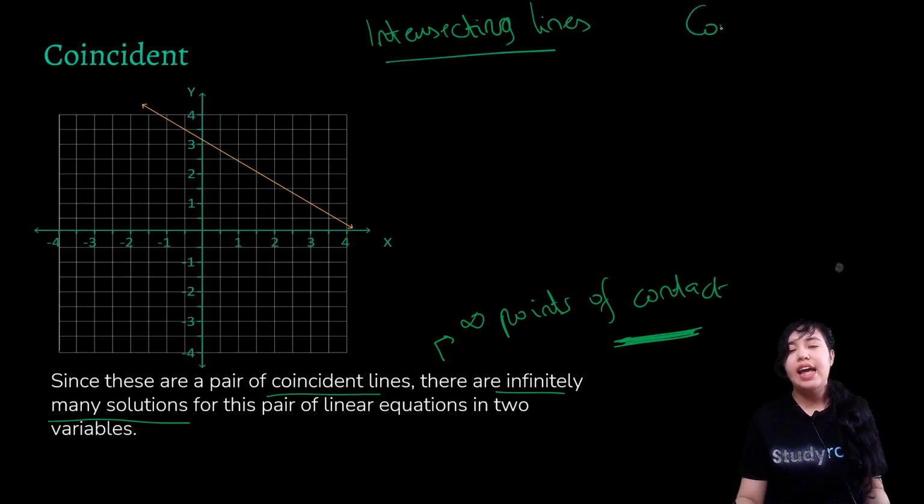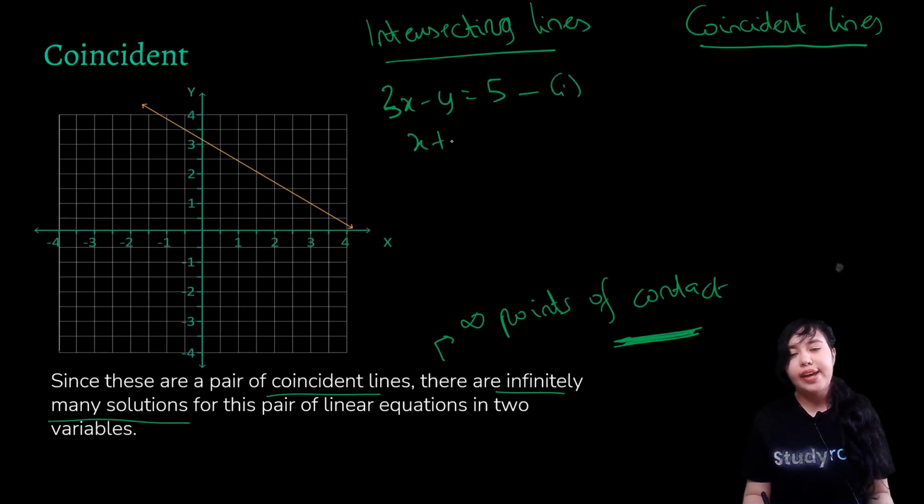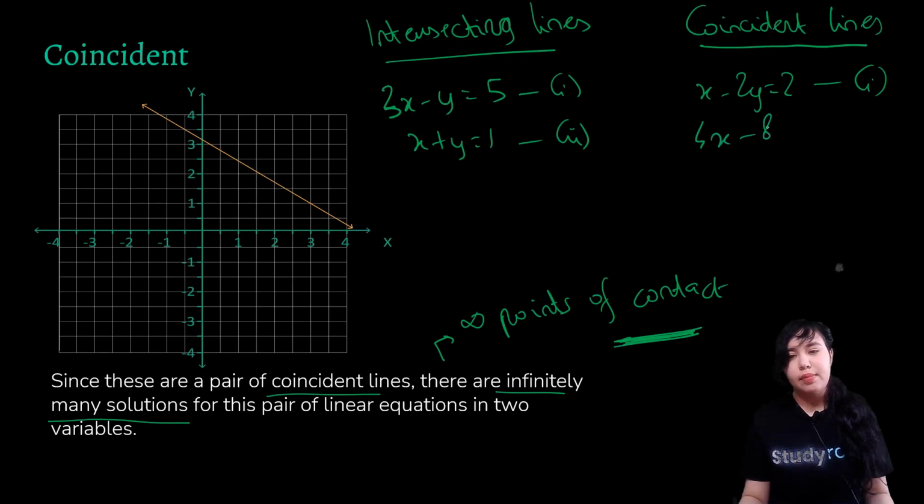Intersecting lines and coincident lines. This homework is very doable, don't worry, okay? So for intersecting lines, I'll give you two equations. Let me give you 3x minus y is equal to 5 as the first equation and x plus y is equal to 1 as the second equation. For coincident lines, it is x minus 2y equal to 2 and 4x minus 8y equal to 8.